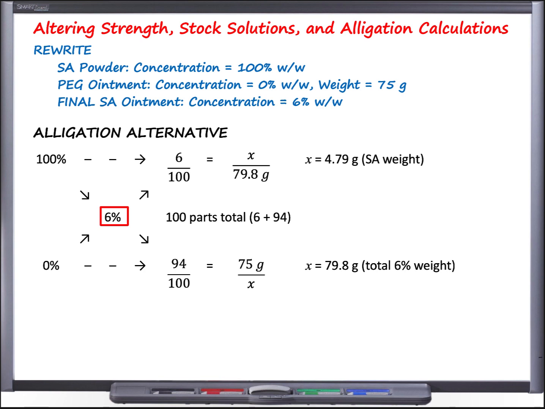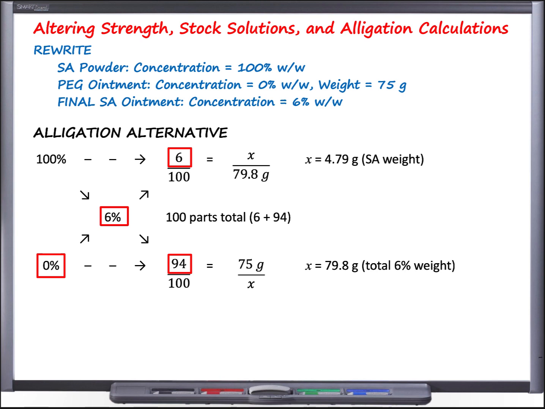So our next step is to cross subtract. Starting on the top and going diagonally, following the arrows down to the lower right, 100% minus 6% gives us 94. And remember, do not carry over the units. It's just the number 94. Do the same thing diagonally going from the lower left to the upper right. So take 6% minus 0% to get the number 6 with no units attached. So we have 6 on top that goes with the 100% if you follow the arrows horizontally. And down below we have the 94 that represents the amount of the polyethylene glycol, 0%.